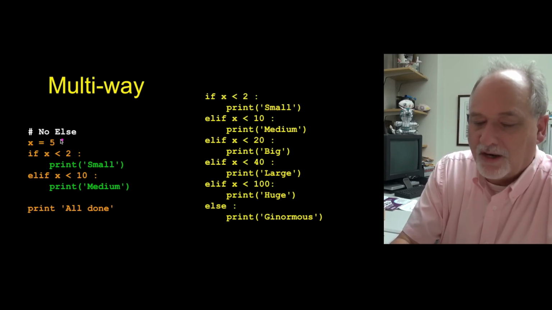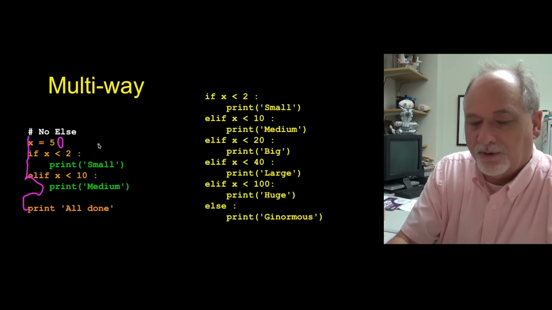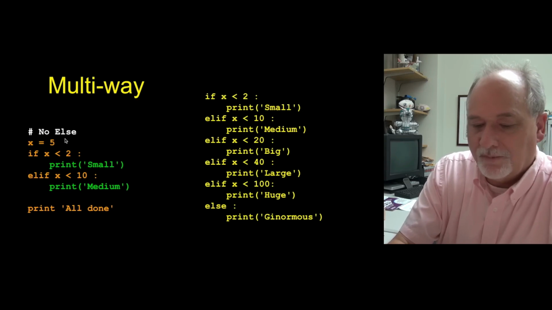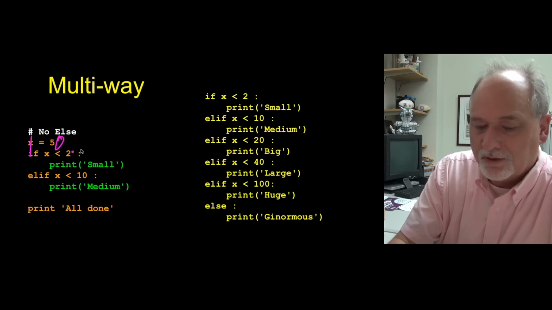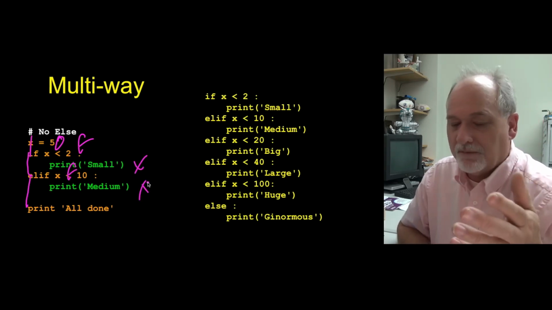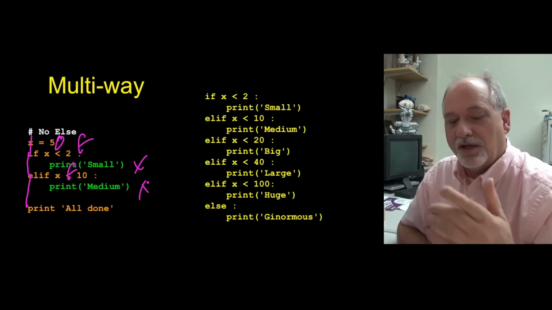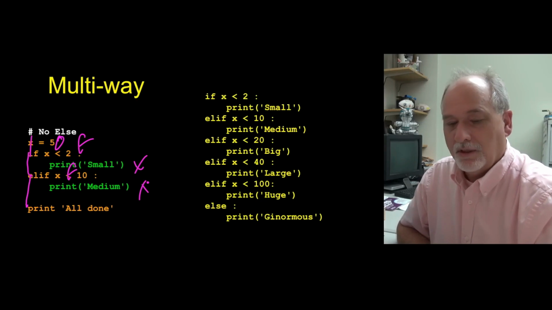In this case, x is 5, so it's not less than 2, but then it runs this one. But if x was 50, for example, then this would be false, it would skip, and this would still be false, and it would skip, and neither of these two would run. So if you don't have an else, you're not guaranteed that one of them is going to run, because else is like the catch-all. If the other ones are all false, then the else is the one that runs.